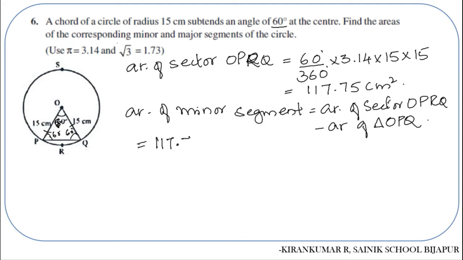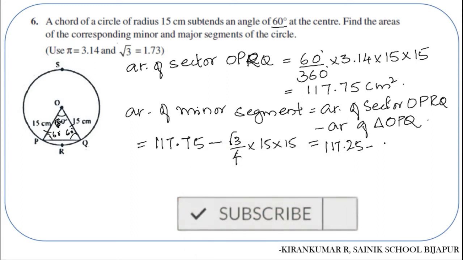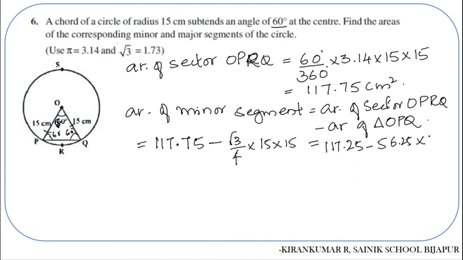So 117.75 minus root 3 upon 4 into side square is 15 into 15. So this has to be simplified. So we get 117.25 minus 56.25 into 1.73.